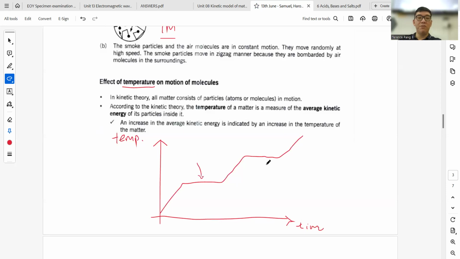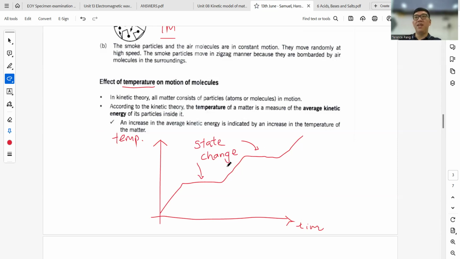Can anyone tell me why it will remain constant at these 2 points on the screen? Why do we have a flat line? What do you think? Samuel? The flat line is because energy is being redirected from heating the substance to breaking the forces of attraction between molecules. Okay, so that's the explanation, which we'll go into later.